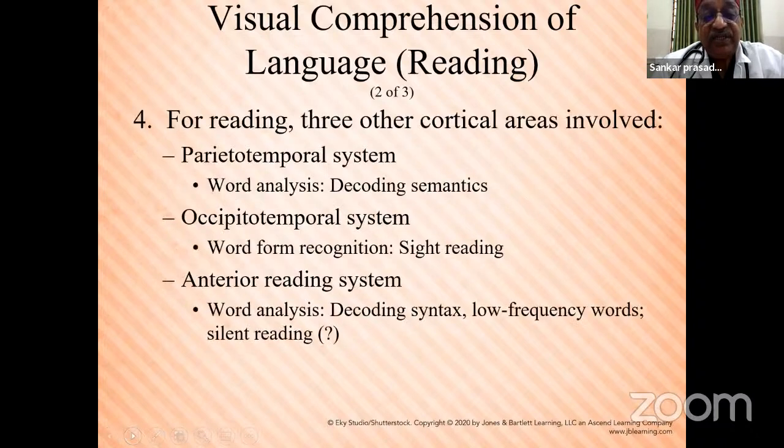So for reading, three other cortical areas are also involved. That is the parieto-temporal system, where decoding of semantics and word analysis takes place. The occipito-temporal system, where word form recognition, sight reading. The anterior reading system, where decoding of syntax, that is the Broca's area, low frequency words, silent reading, all these things are the anterior reading system. So writing and reading are important aspects of language.